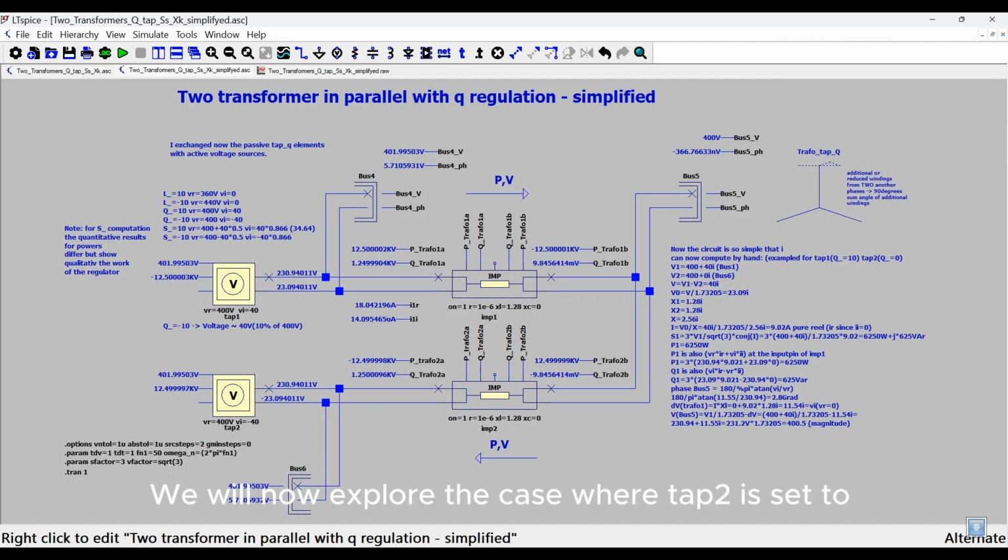We will now explore the case where tap 2 is set to Q equals minus 10. We can now see that the active power flow of 12.5 kilowatts is twice as high as in the first example. The current IR is also twice as high at 18 A and again purely ohmic. The voltage angle in bus 5 is now 0. The voltage angle in bus 4 is 5.7 degrees and the voltage angle in bus 6 is now minus 5.7 degrees. The active power flows from the higher to the lower voltage angle.